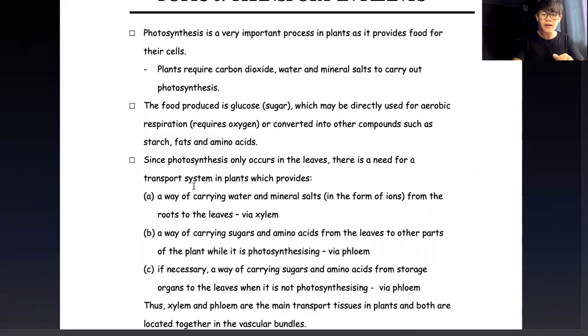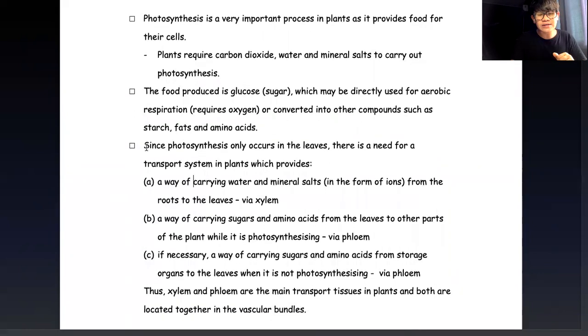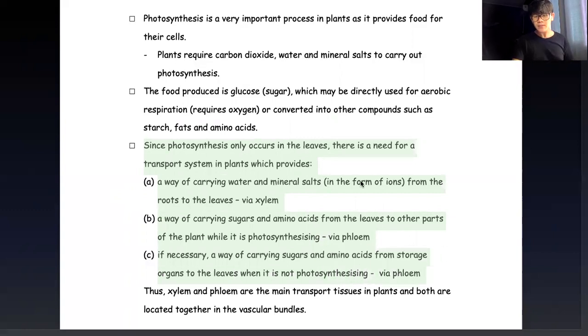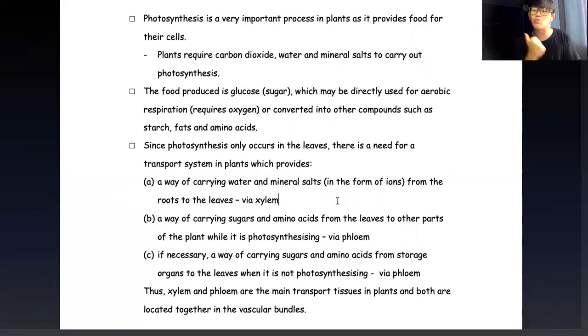Okay, and it says here, since photosynthesis only occurs in the leaves, there is a need for a transport system in plants, which provides a way of carrying water and mineral salts, a way of carrying sugar, and if necessary, a way of carrying sugar and amino acids from storage organs to the leaves when it is not photosynthesizing. So as I established earlier, because they are doing photosynthesis, they need water. And once they are done with photosynthesis, they are producing sugar. So how do they bring it to every other part of the plant? This is how they are doing it.